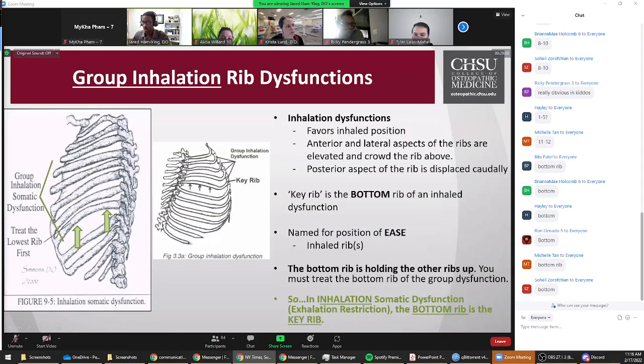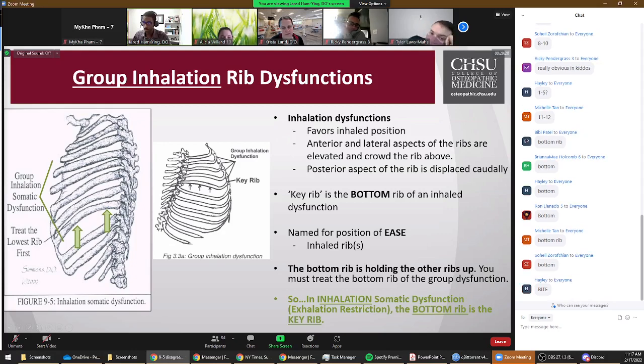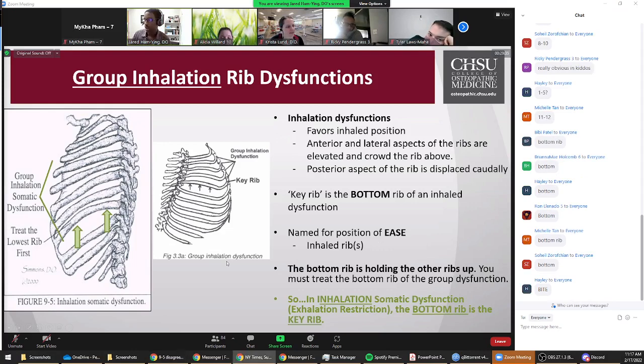So here's this kind of showing a little bit. So you have that inhalation, the ribs are stuck up. So the one you need to treat is that one that's holding the ribs up, which is the bottommost rib. Treat that rib. The other ribs can fall back down into their normal position of ease. All right. So it's going to be elevated. You're going to treat that bottom rib to lower the other ones back down. Easily goes with that mnemonic: bottom inhalation, top exhalation. All right.